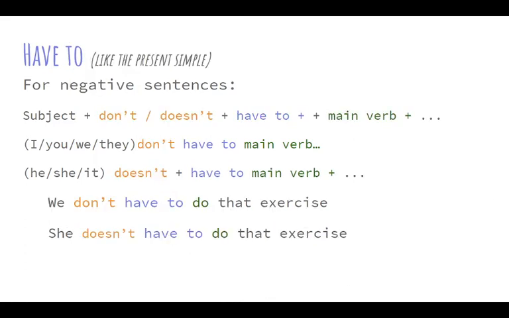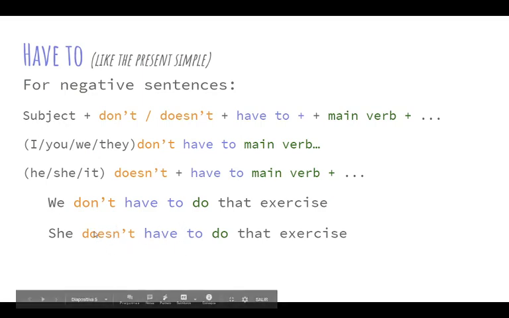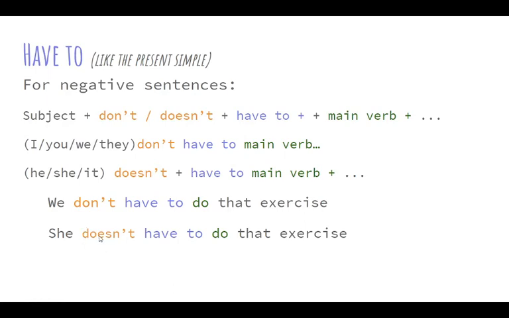Now, let's have a look at making a negative sentence, okay? So, since have to is used like in the present simple, we are going to use don't and doesn't, okay? And then the rest stays the same. So, we don't have to do that exercise, or she doesn't have to do that exercise. So we can see here in the third person singular, the does is taking the s, and therefore have doesn't have an s, because the does is taking the s already.